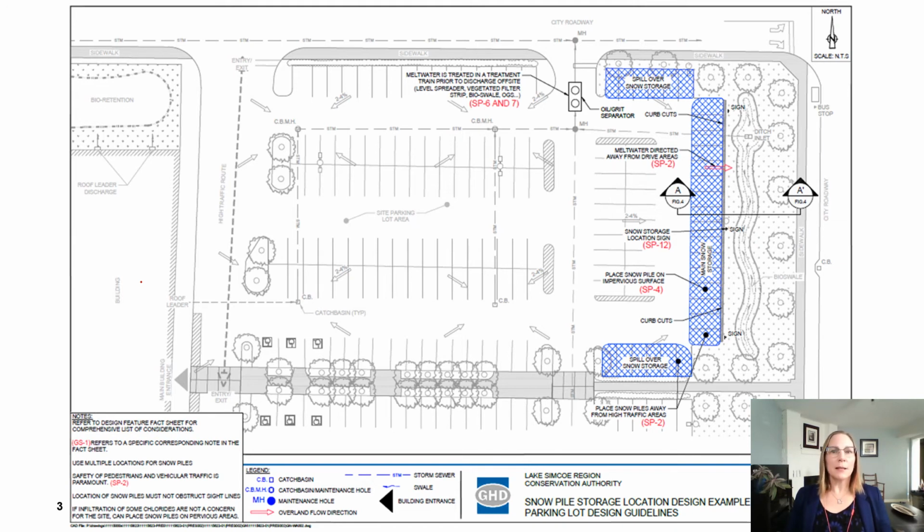You should also clearly mark your storage areas with signage. This is to inform winter maintenance contractors where to pile snow and ensures that if different staff from the maintenance company are doing the lot, that they'll know where to put it. And it also prevents people from parking there.